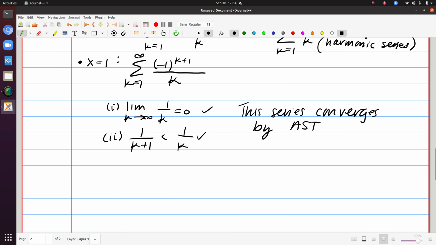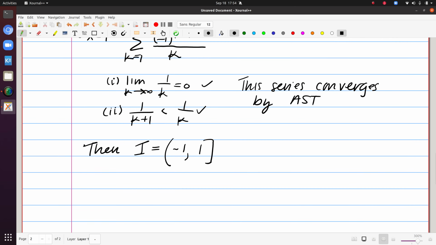So this means that the interval of convergence for this series does not include the left endpoint, but it does include the right endpoint.